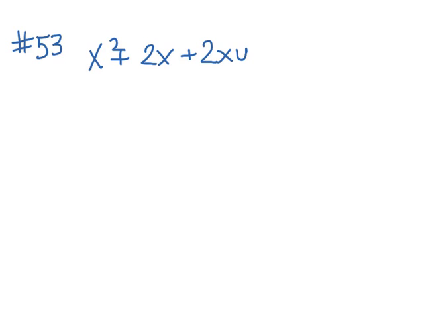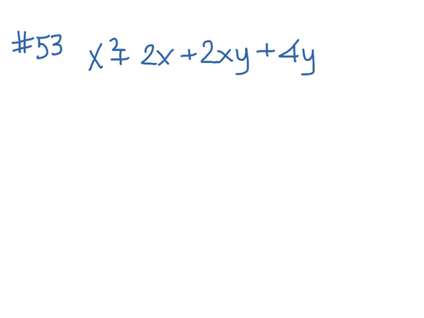Okay, in section 10.1b, we also learned how to factor by grouping. So let's try another example. Let's try 53. This is again in section 10.1 on page 527 of your book. So it's 53. We have x squared plus 2x plus 2xy plus 4y.